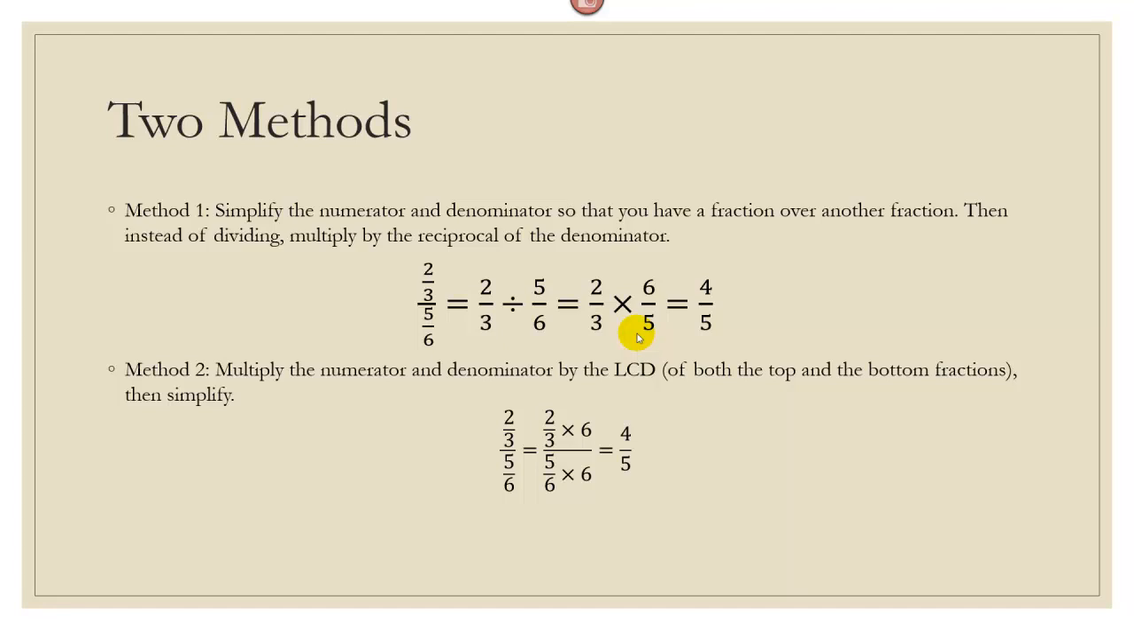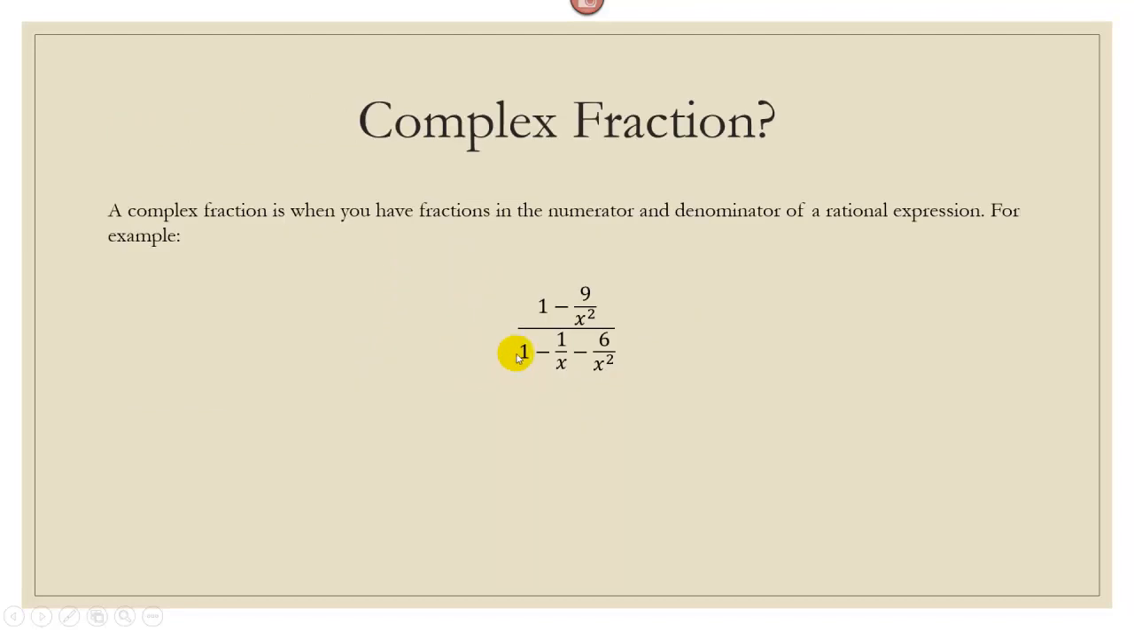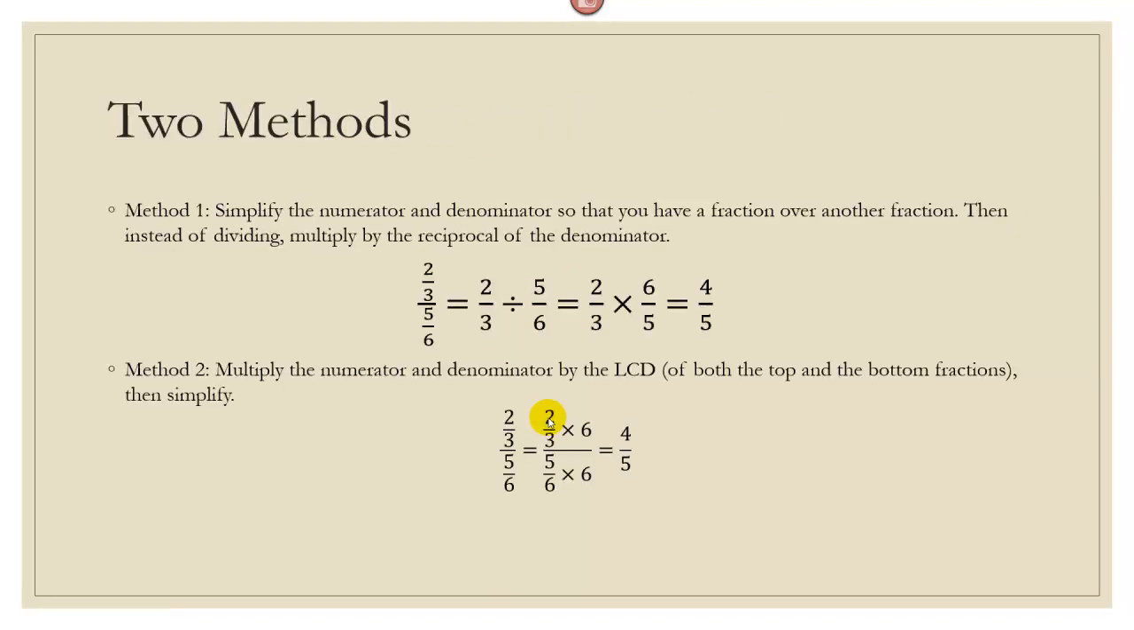All right, for method two, by the way, with method one, sometimes it's not this simple, because if we have multiple fractions in the numerator and the denominator, like we have over here, you're going to have to combine these first into a single fraction over another single fraction before you can do the flipping thing.